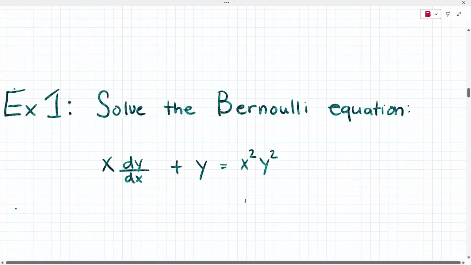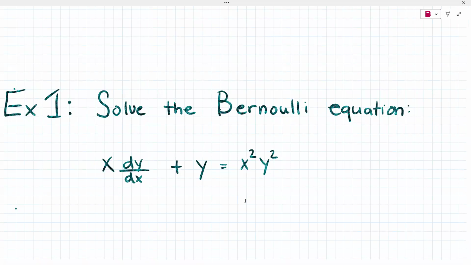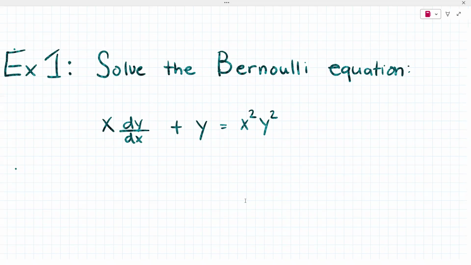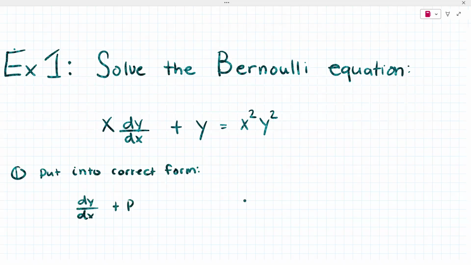Okay, so let's start with example one. Example one says solve the Bernoulli equation: x times dy dx plus y equals x squared times y squared. Step one, is it in the correct form? Is it in the form dy over dx plus p of x times y equals q of x times y raised to the n? I think it is, right?